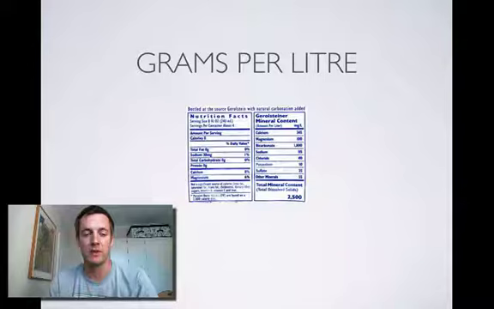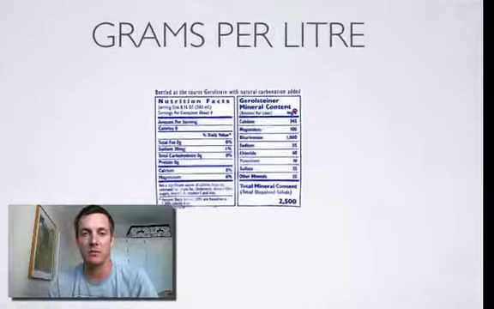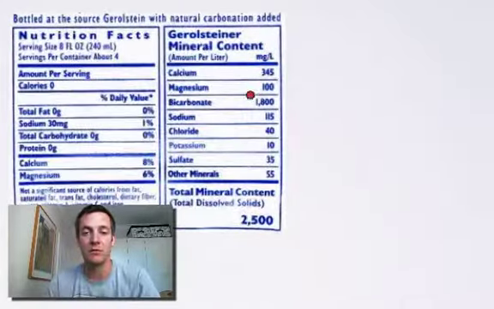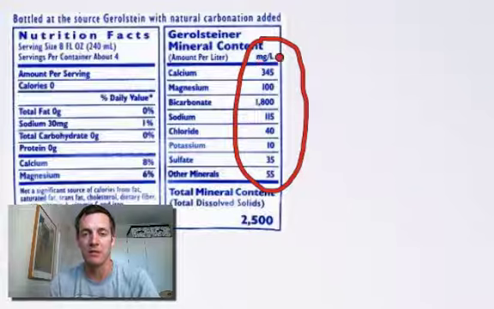Okay, we'll move on to grams per litre. This is a much more commonly seen unit. This particular label is off a Gerolsteiner bottle, which is a mineral water that sponsors a cycling team. You might have seen them in the Tour de France. But anyway, here we've got the concentration of these various minerals given not in grams per litre, but milligrams per litre.